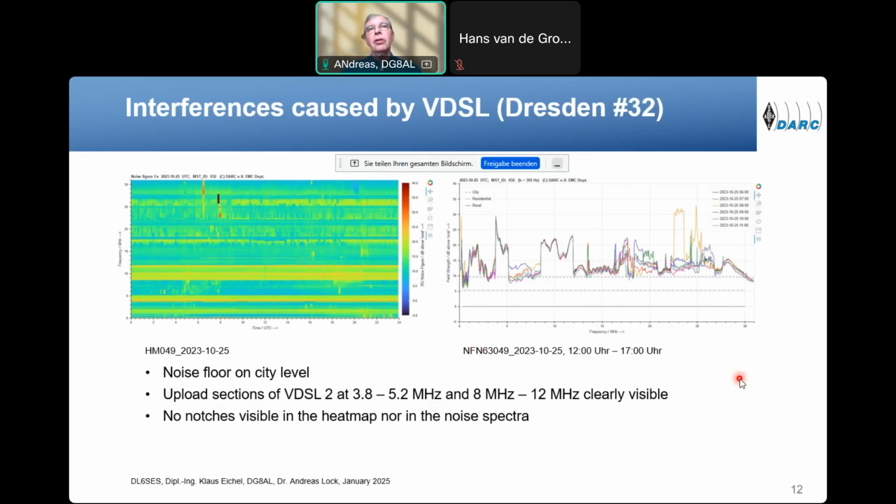Because if the installation of VDSL is not properly done, then you have emittance in the uplink sections of the VDSL spectrum, because your router is sending a signal to the counter station, and if there is no good shielding and screening of your telephone line, then you can see these signals, which is done here. And also there are no other notches visible in this diagram because these are completely filled up with interferences, with noise of interferers in all the frequencies.